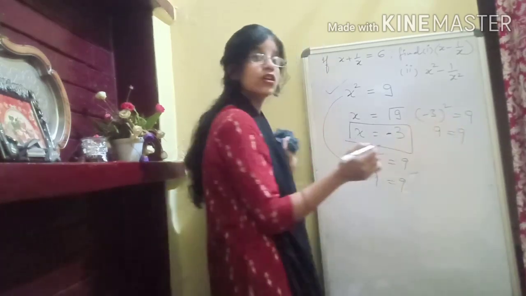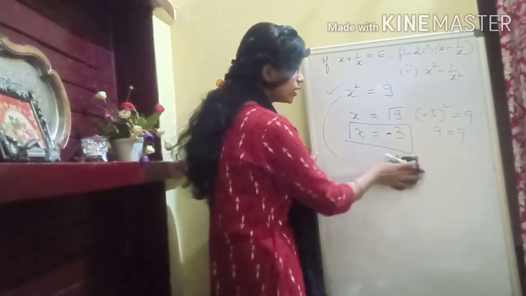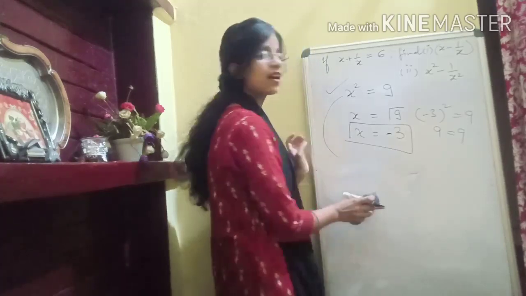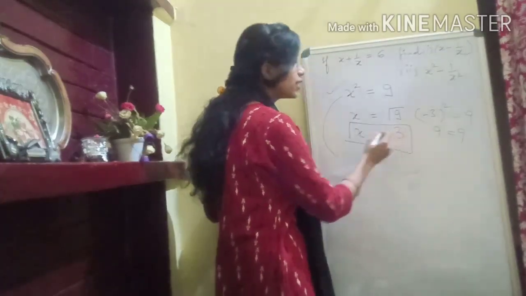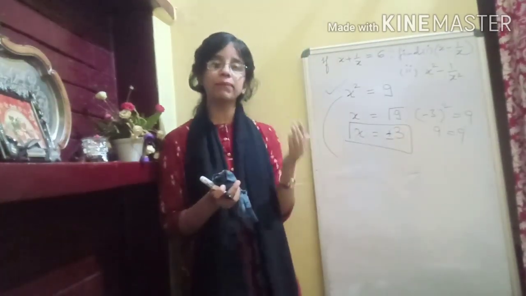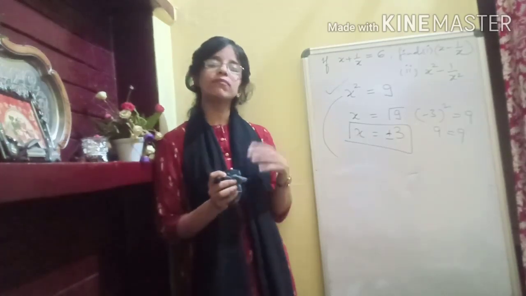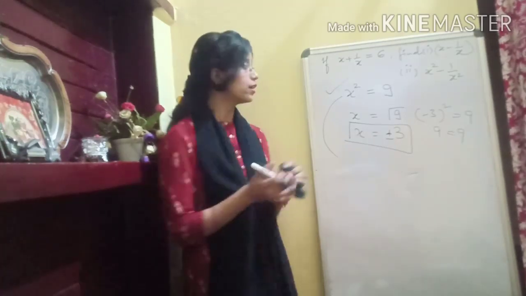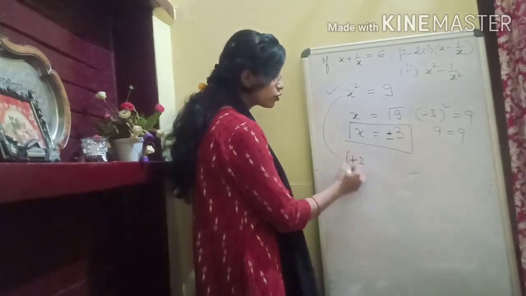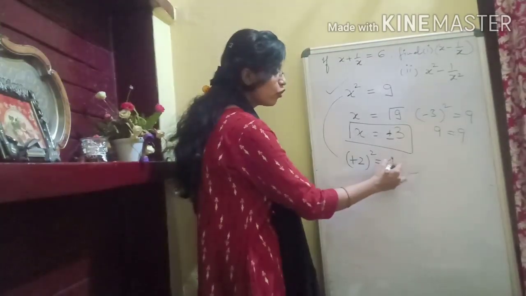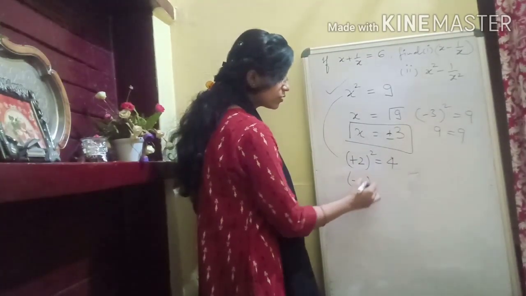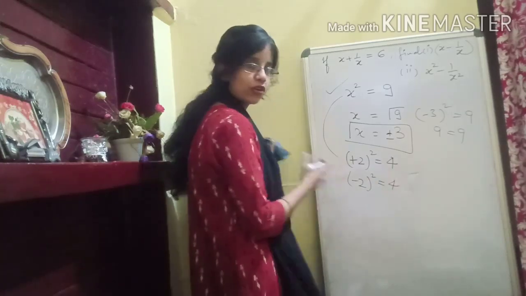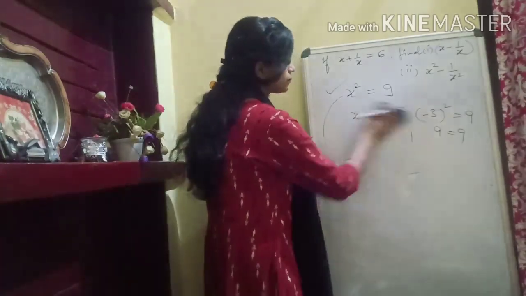When you square minus 3, minus square will become plus, and the square of 3 will be 9. It is also true. So not only plus 3 could be the answer, it could be minus 3 as well, because whether you square plus 3 or minus 3, it will give you 9. Like whether you square plus 2, it will give you 4. Whether you square minus 2, it will give you 4.